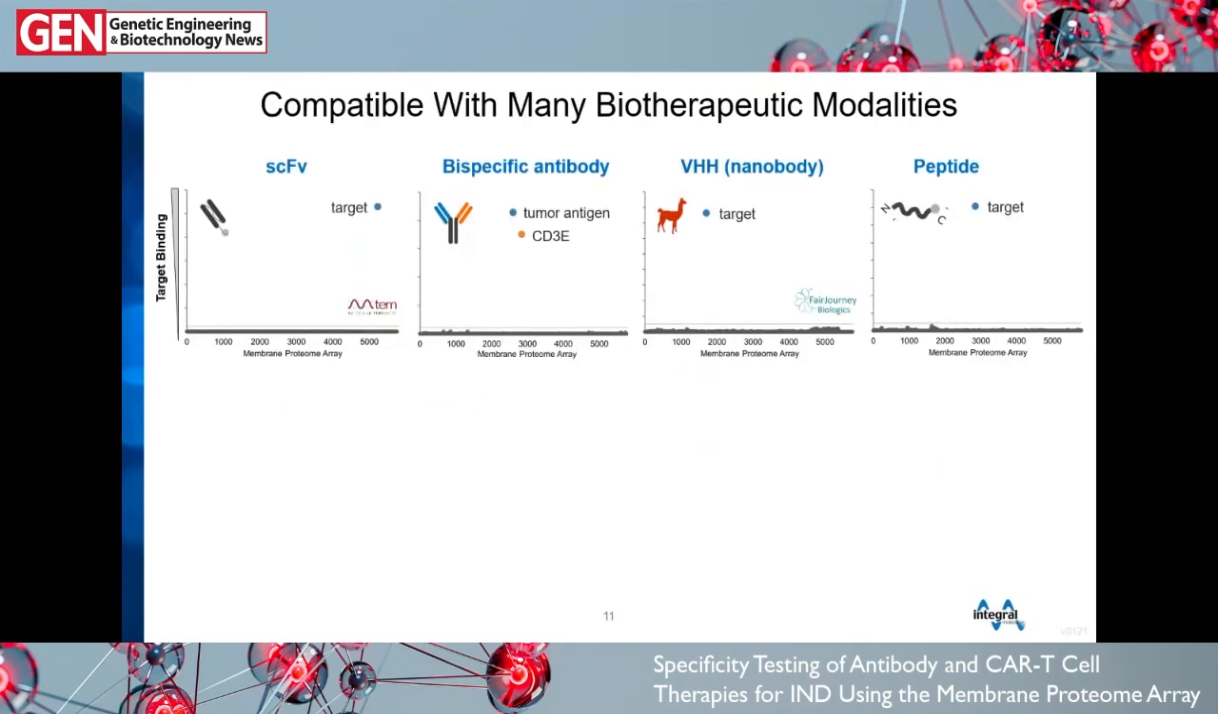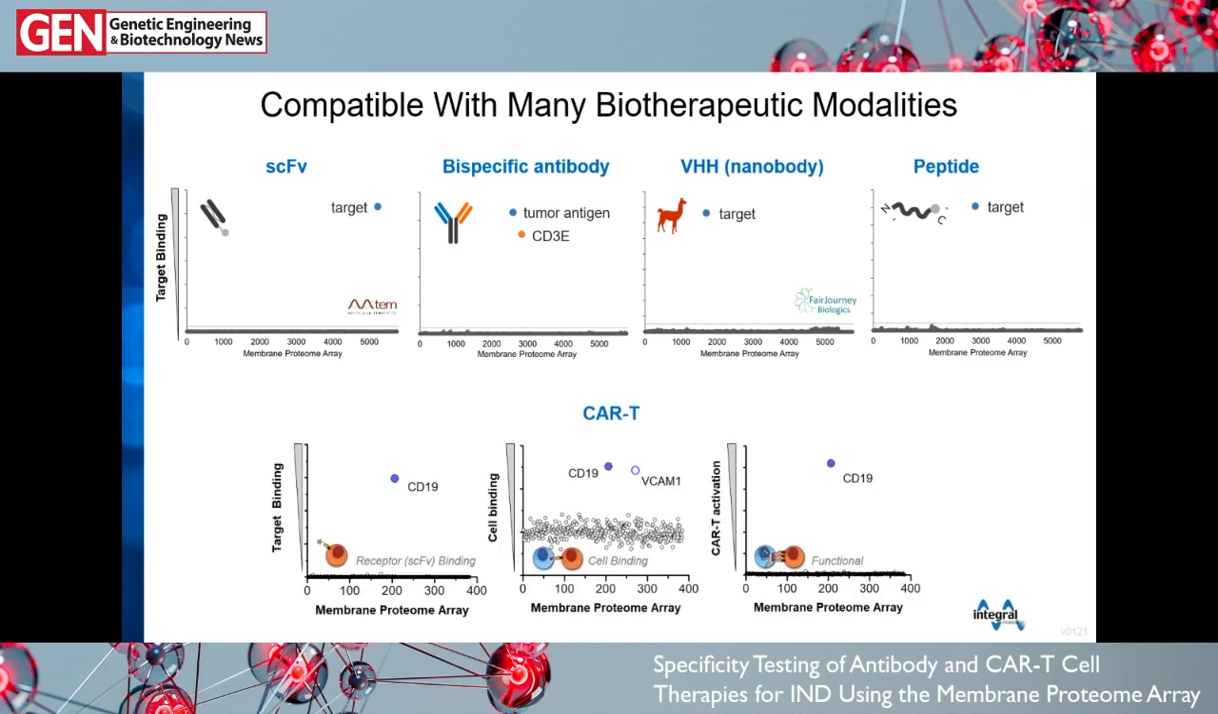Since the MPA is a flow cytometry-based platform, it is very compatible with many biotherapeutic modalities, including IgGs, scFv, bispecifics, VHH, and even peptides. We have also worked with numerous CAR-T companies to screen their molecules. While there are different methods that can be used to screen CAR-T therapeutics, including cell binding and functional assays, we have found that the most efficient and highest quality data is obtained by screening the receptor portion of the CAR in an scFv format. Our CAR-T customers have found that this method is ideal for successfully demonstrating specificity in their IND submissions, and many of them have been successful and are currently in the clinic with their CAR-T molecules.